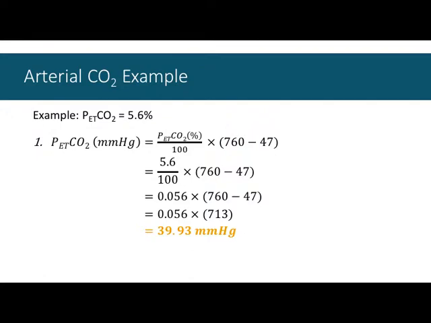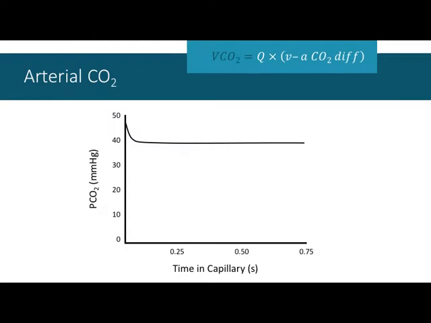Awesome. I've taken an unusable value, not unusable, but one that I can't directly input into the equation, and converted it into a form that can be input into the equation. 39.93 millimeters of mercury in the end tidal expired gas. Remember, this should reflect arterial CO2 because we have full equilibration.